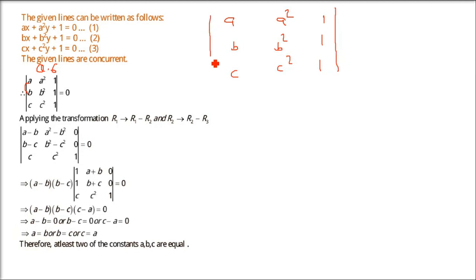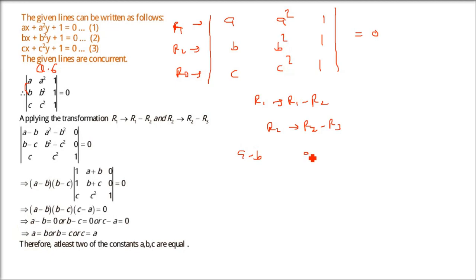We write it the way we were writing. Now row 1 is this one, then row 2, row 3. Row 1 I'm changing to row 1 minus row 2, and row 2 I'm changing to row 2 minus row 3. So now a minus b, a square minus b square. Then 1 minus 1 is 0. Here b minus c, b square minus c square. Then 1 minus 1 is 0. Then c square and 1.